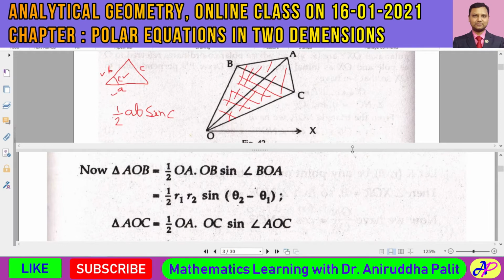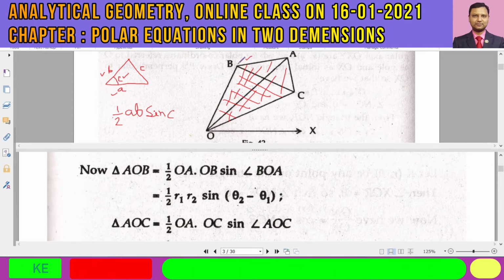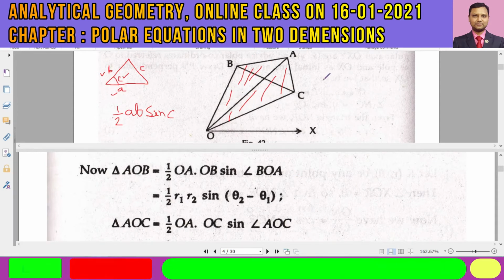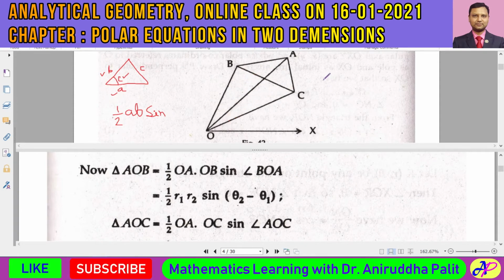That's why we are individually computing the area of all these three triangles. The first triangle is the triangle OAB, or AOB. The area of the triangle can be considered to be equal to, using this formula.